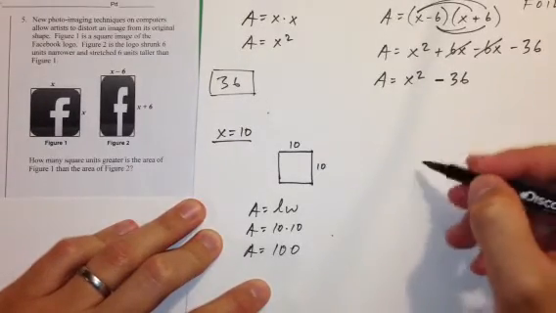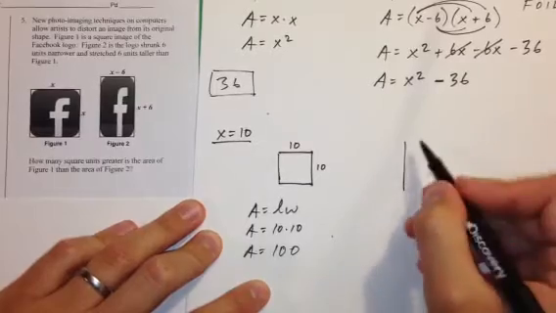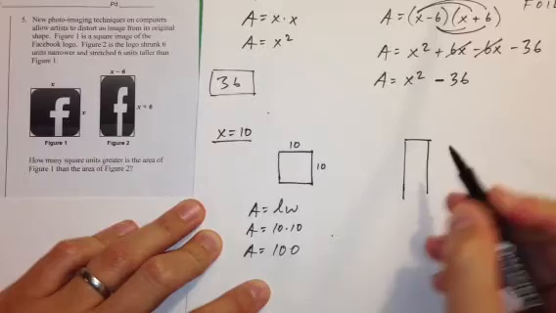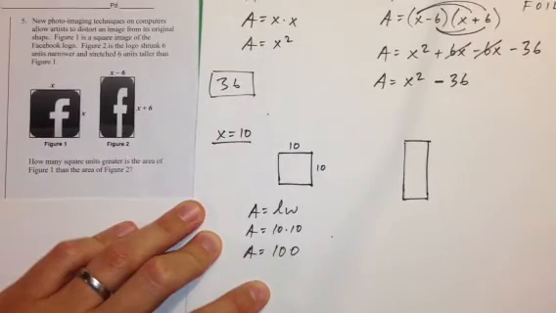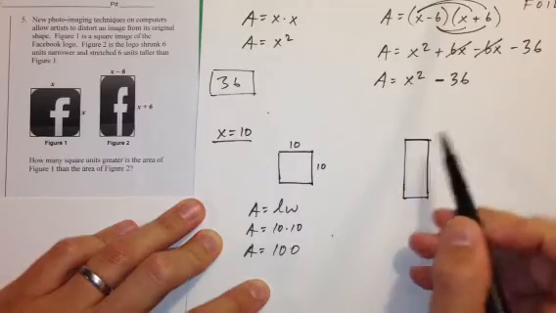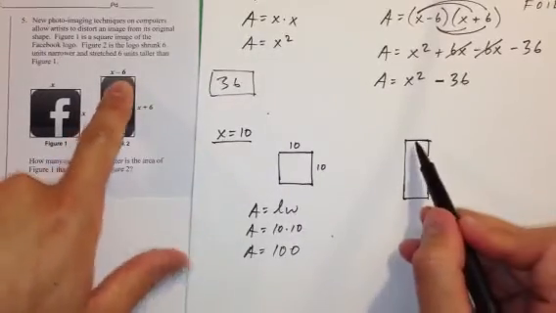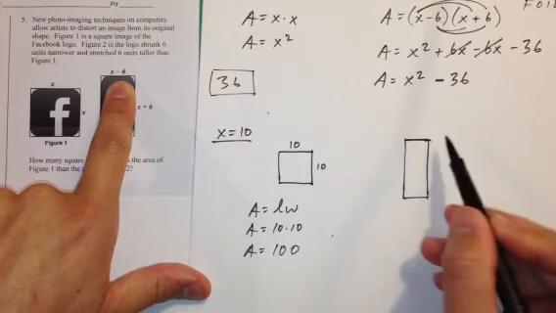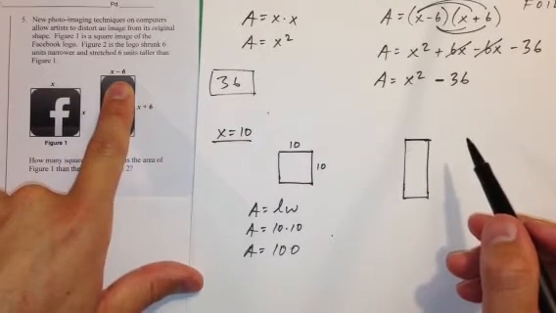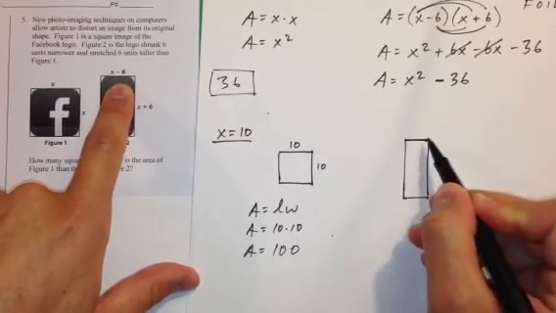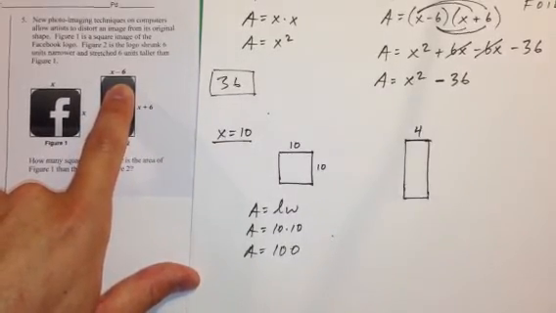Now what about Figure 2? Figure 2 was distorted a little bit. It did not have the same length and width. The length is x minus 6. So whatever x is, subtract 6. So because we chose, for this example, that x is 10, that means that this length right here, 10 minus 6 is 4.